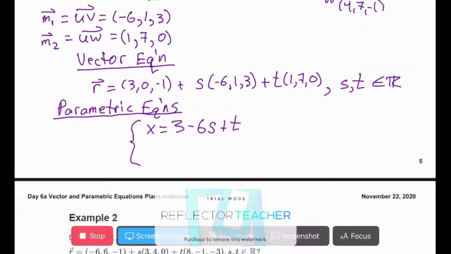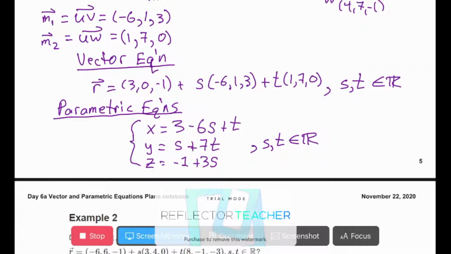So my y component is going to be equals 1s, or s, plus 7t. And finally, my z component, looking at those z parts there, is going to be -1 plus 3s plus t times 0 is 0t, or 0, so I don't need to write that. And don't forget to define our parameter. S and t are elements of the real.